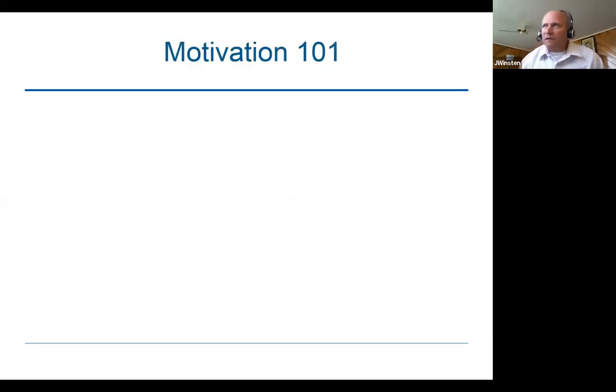So I want to talk a little bit about motivation. The reason being that if we can't motivate our farmers to want to provide the ecosystem services that we as a society feel are important, then we're not going to get anywhere. So I want to dig into motivation a little bit. This is Motivation 101, a little crash course in motivation.